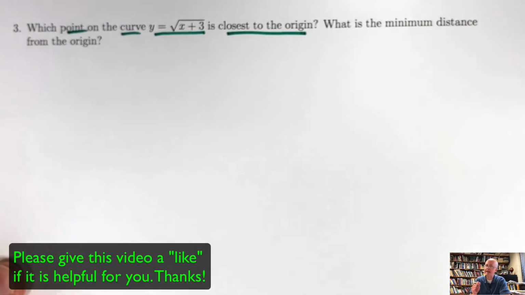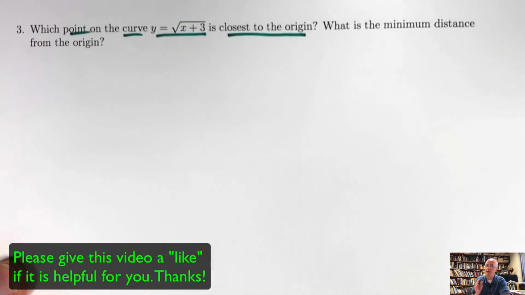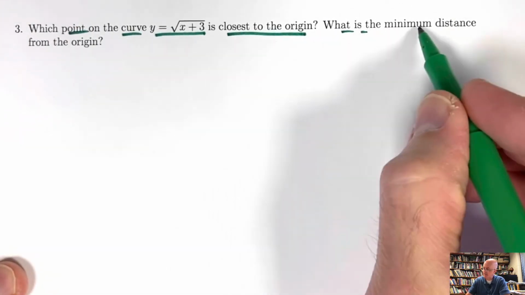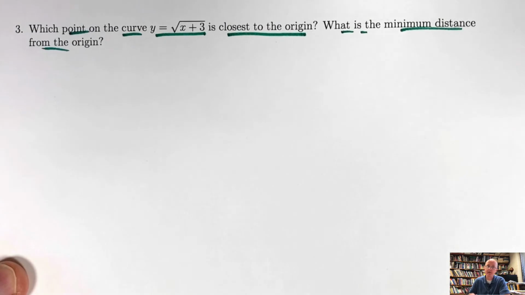Closest, that's your hint that this is an optimization problem. We're going to try to minimize that distance. And what is that minimum distance from the origin? So we want to find both the point where it occurs and the minimum distance.